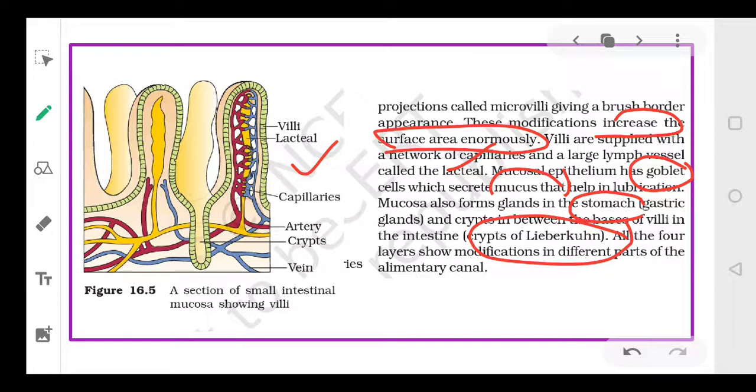Okay, clear? So where are gastric glands present? Gastric glands are present in the stomach, and the crypts of Lieberkühn are present in the intestine. Where are villi and microvilli present? They are again present in the intestine. And what are the functions of microvilli and villi? First of all, they increase the surface area, and secondly, they are richly supplied with blood. So this helps in transportation.